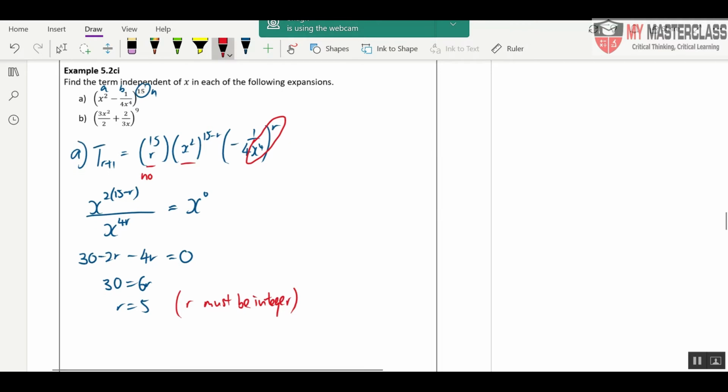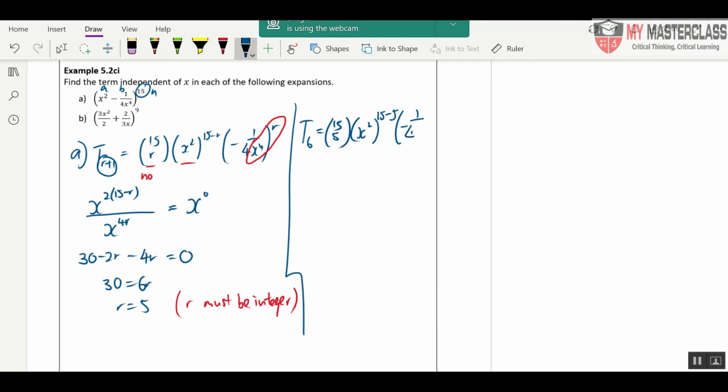Once you get it, we put the r back into my Tr plus 1 formula. So t6, where does my 6 come from? r plus 1 is equal. So I put the 5 into r plus 1, I get t6 is equal to 15 choose 5, x squared to the power of 15 minus 5, negative 1 over 4x to the power of 4, and then 5 over here. Use your calculator.